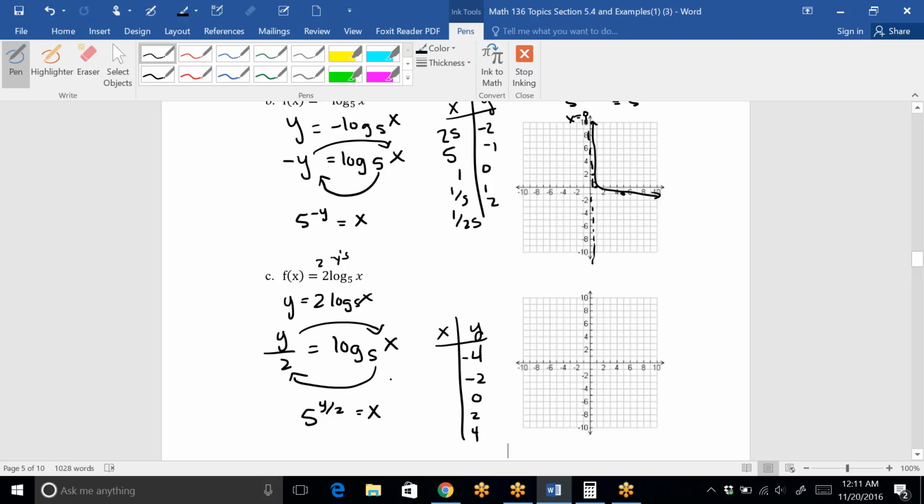And so when we plug those in, this will end up being 5 to the -4 over 2, which is 5 to the -2. So that would be 1 over 25. This will be 5 to the -1, 5 to the 0, 5 to the 2 over 2 is 5 to the 1, so that's 5. And 5 to the 4 over 2 is 5 squared, which is 25. So notice this just means that our graph got stretched a little bit. And I don't have enough room to graph out to the 25. So still have the vertical asymptote, x equals 0.